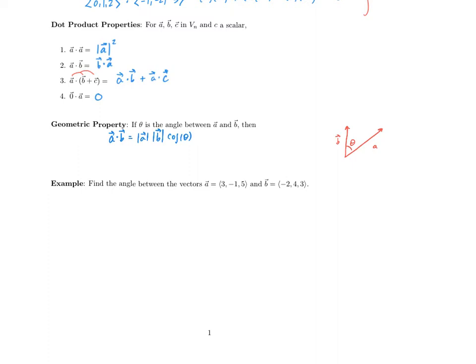Just an observation as to why this might be useful: this allows us a way of computing an angle between vectors. If you were to isolate the cosine of theta, it would be A dotted with B divided by the magnitude of A times the magnitude of B. And this is a formula that we would use to find the angle between two vectors.